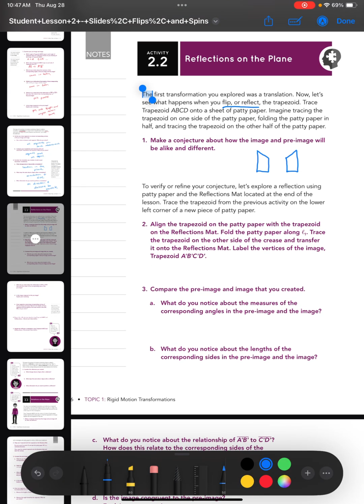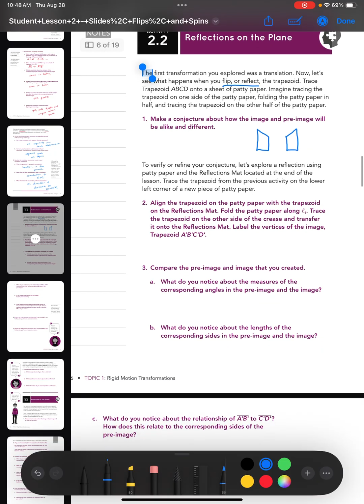All right, moving down to 2, it says align the trapezoid on the patty paper with the trapezoid on the reflections map. Fold the patty paper along one line, trace the trapezoid on the other side of the crease, and transfer onto the reflections map. Label the vertices of the new A, B, C, D of the new image. Okay, compare the pre-image and the image you created.